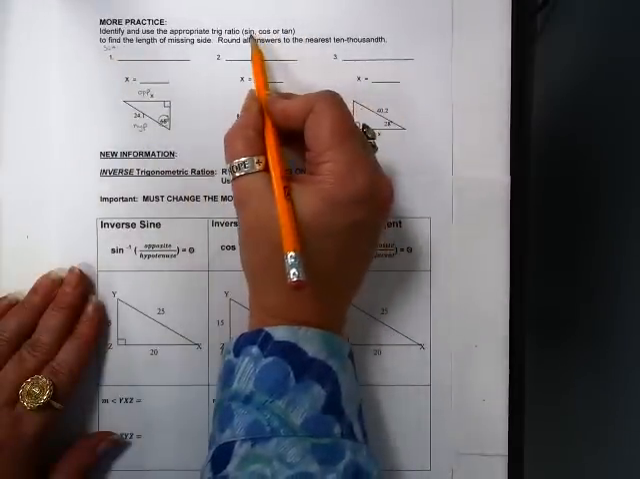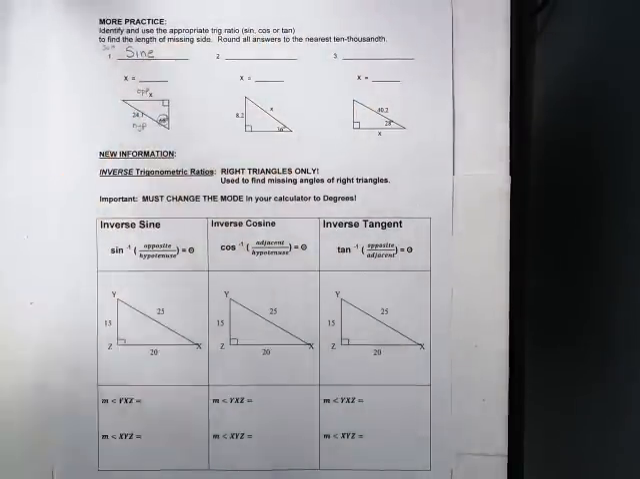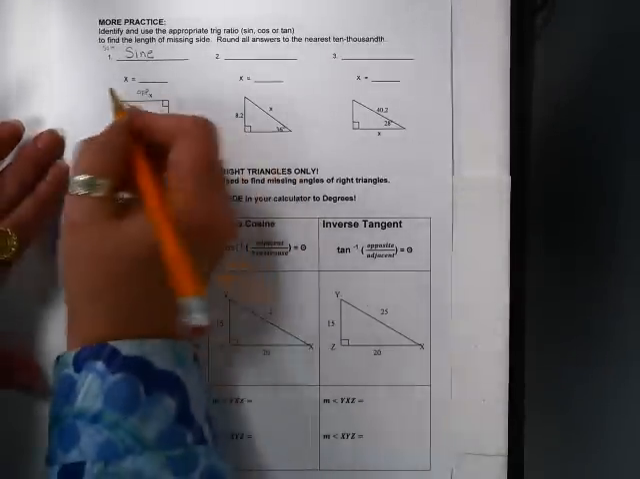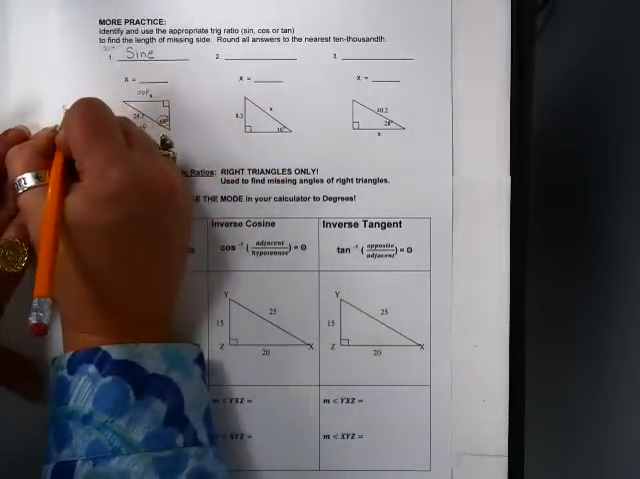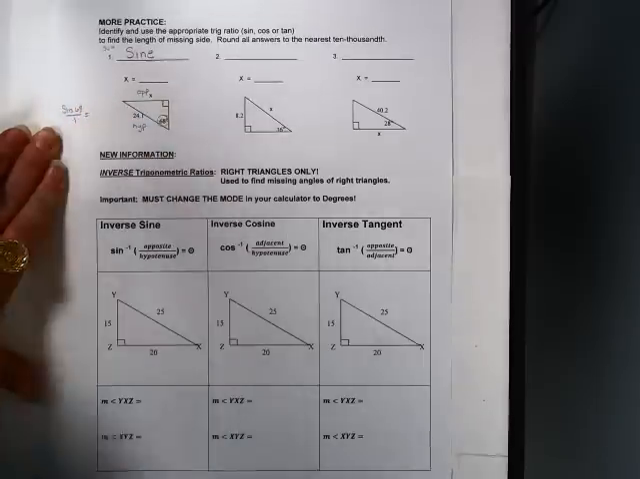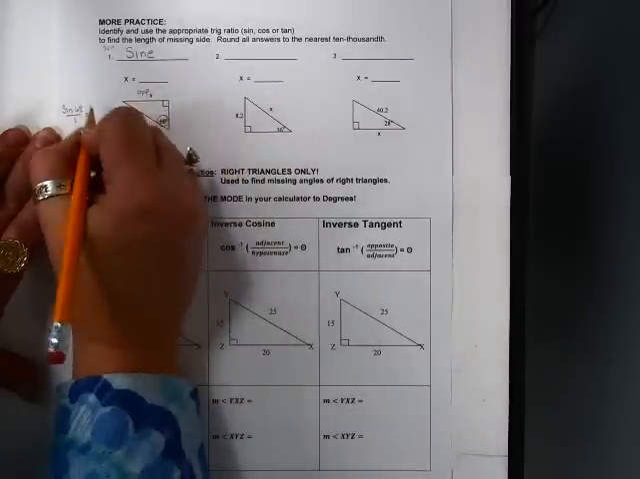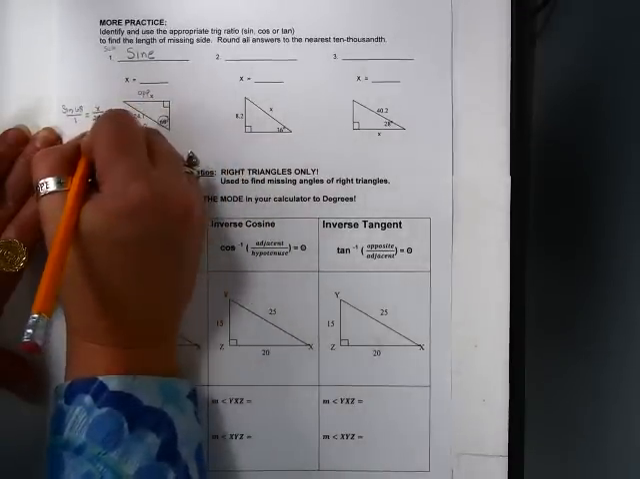S-O-H. So that's going to be sine. So I'm going to put sine up here. Sine is the trig function. Okay, so I need to set up my proportion. I'm going to use sine of 68 over 1 equals opposite, which is x, over hypotenuse, which is 24.1.